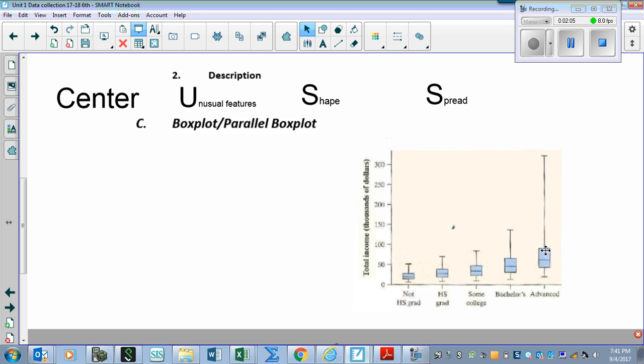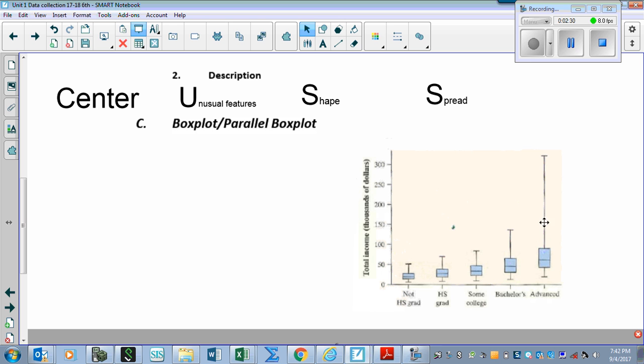And then for unusual features, it appears that there would be some right side outliers, because the formula for that is Q1 minus 1.5 IQR. There's no way you could have a left side outlier because it has to be 1.5 box lengths to the left of Q1, and that's definitely not true. But the right side does go more than 1.5 box lengths right of Q3.